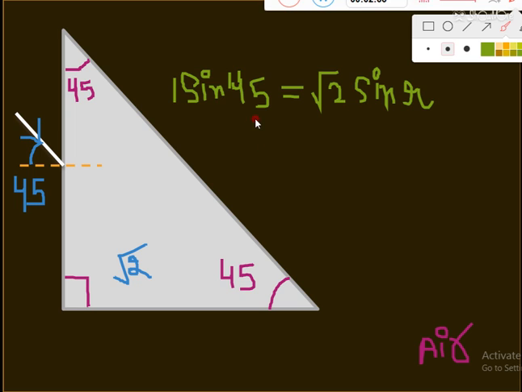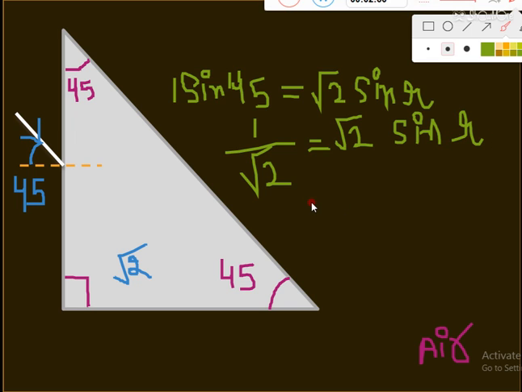So we have to find the values. Sin 45 will be 1 by root 2. It is equal to under root 2 into sin r. So sin r will be equal to 1 by 2. That means angle of refraction will be, so this is sin r equal to 1 by 2. So that means r is equal to 30 degree. So r angle is equal to 30 degree.